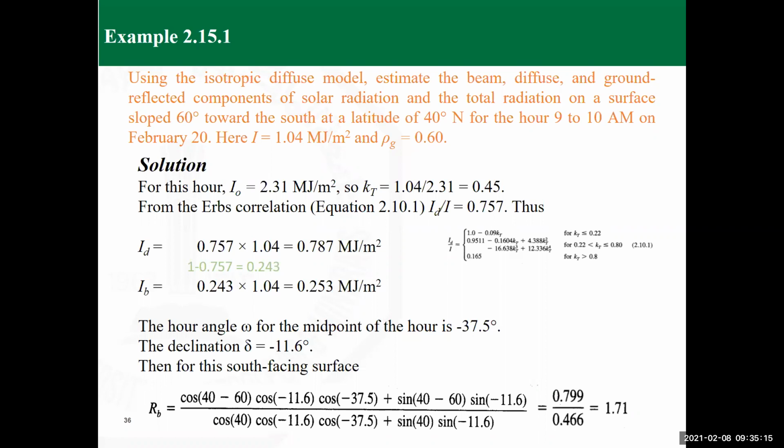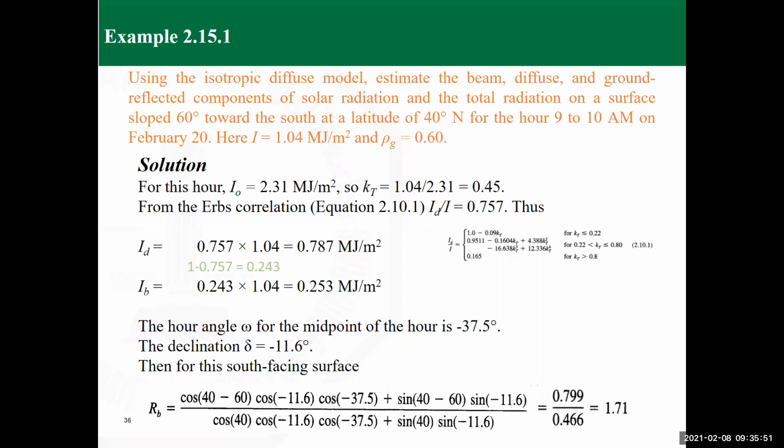But others came with further assumptions which are a little less simple compared to this one, but a little bit more accurate. So using the isotropic diffuse model, estimate the beam, the diffuse, and the ground reflected components. Here we are looking at the 3 components of solar radiation and the total radiation as well on a surface with a slope of 60 degrees. So beta is equal to 60 here, toward the south, at a latitude of 40 degrees north.